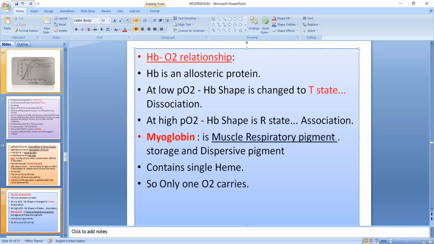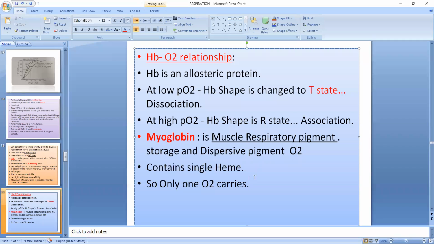Okay, so here, what is the function of myoglobin? It stores the oxygen and it disperses, storage and dispersive pigment of oxygen. ఇది గుర్తుంచుకోండమ్మా, మేబీ క్వశ్చన్ అడగొచ్చు. Anyway, where does it present? It is present in the skeletal muscle. What does it do? It stores the oxygen. It gives oxygen whenever muscle cells need it. Okay, so it contains single heme, whereas hemoglobin contains 4 hemes.